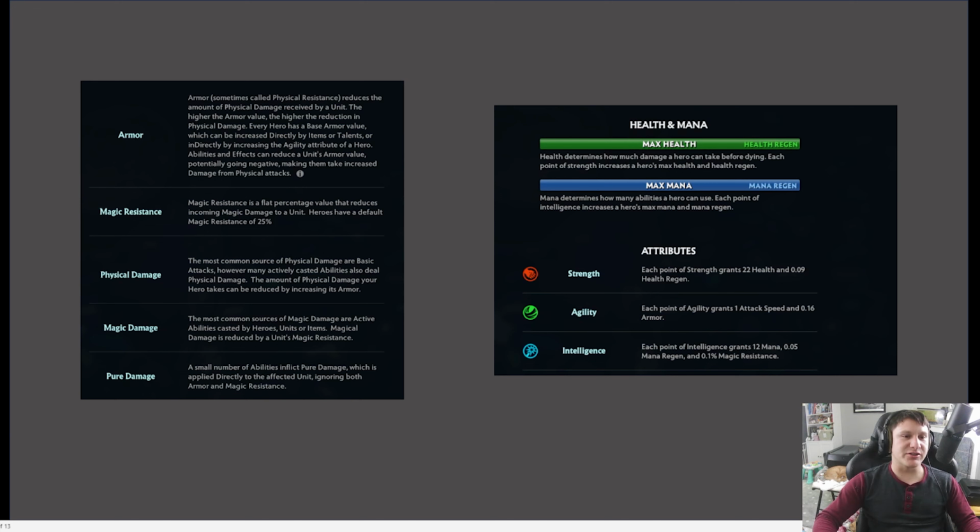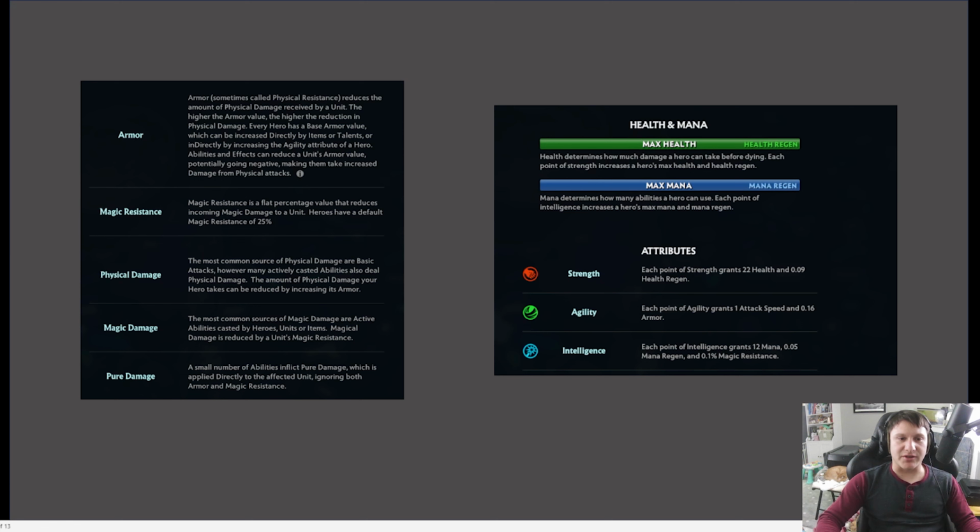Now, magic resistance is a flat percentage value that reduces incoming magic damage to a unit. Heroes have a default magic resistance of 25%. So if I were to use an ability that says damage type magical, magic resistance will help reduce that by a flat percentage.